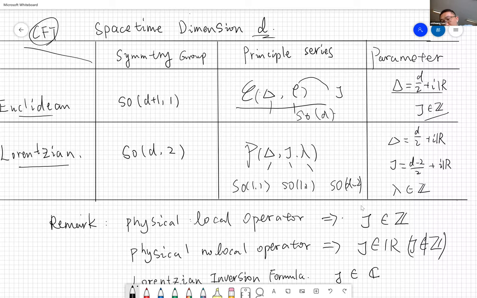So the spin here will not be an integer. It will be a continuous value. So that's our parameter here. The scale dimension is also a continuous number, and the spin here will be continuous and no longer an integer. And lambda will become an integer, and in most papers, we will take lambda to be one.